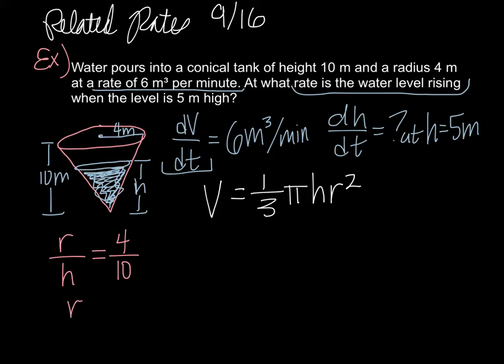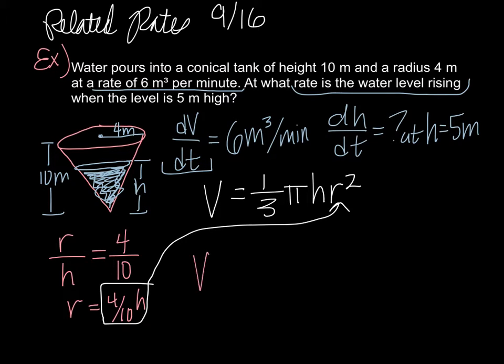So I can actually solve for r. Basically, no matter what the height is, the radius is always going to be 4/10 times that height. It has a proportional relationship. So now that I know what r is, let's take this and plug it right here in the place of r.